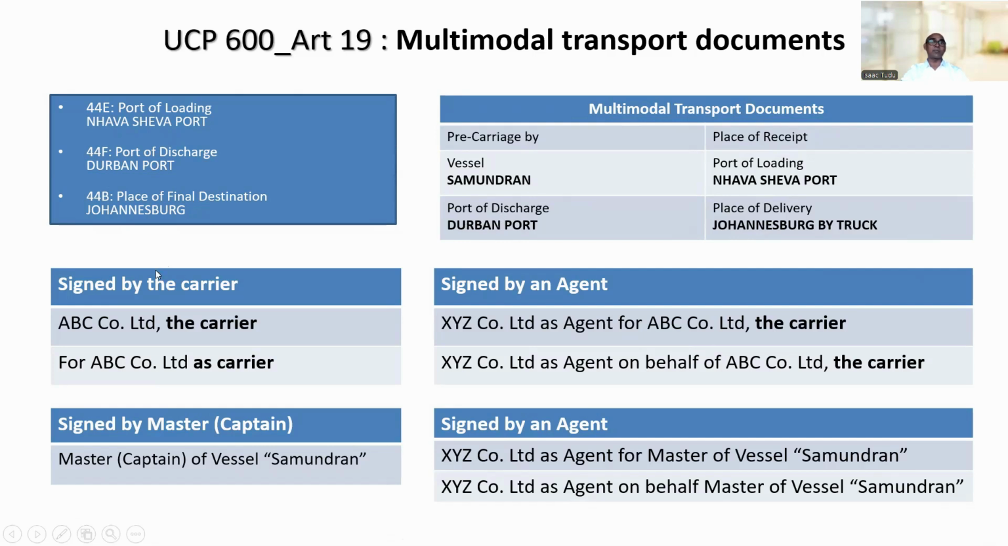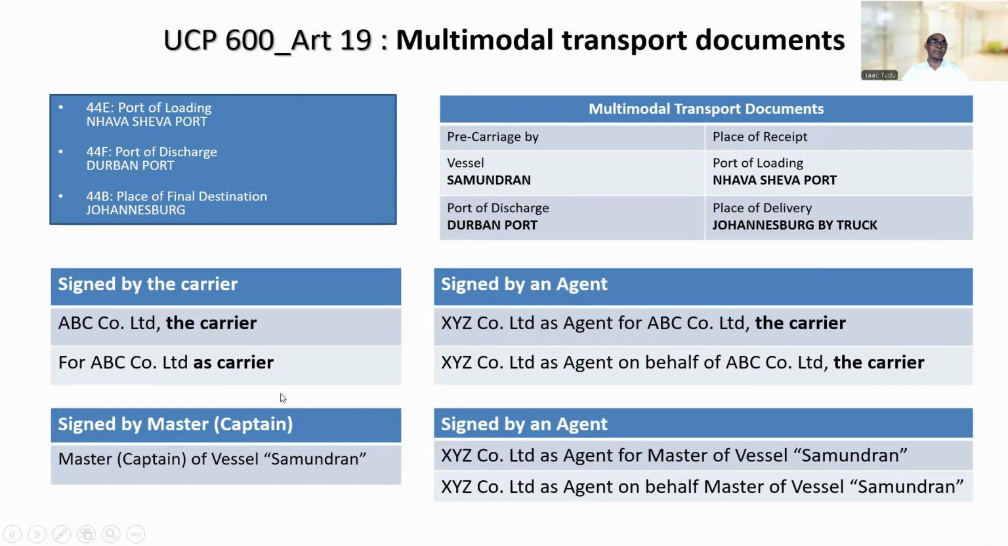So how this multimodal transport document can be signed? ABC Company Limited is the named carrier, so it would be signed like this: ABC Company Limited, comma, the carrier, or maybe for ABC Company Limited as carrier. Absolutely okay. And what if agent is signing on behalf of the carrier? Then agent name is XYZ Company Limited as agent for ABC Company Limited, comma, the carrier. So here carrier is also named, right? Again, you can see here, next example, XYZ Limited Company, agent on behalf of ABC Company Limited, comma, the carrier. Absolutely okay.